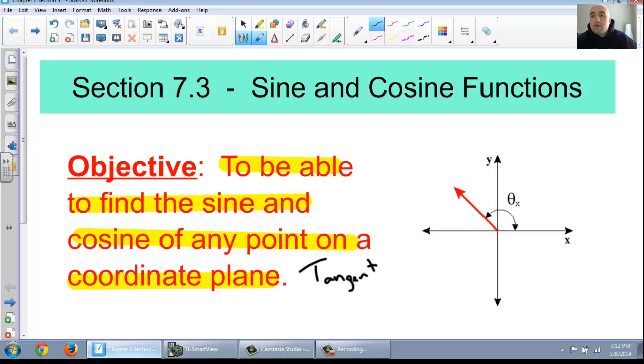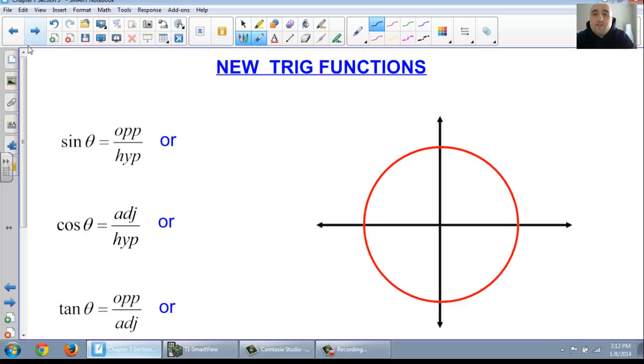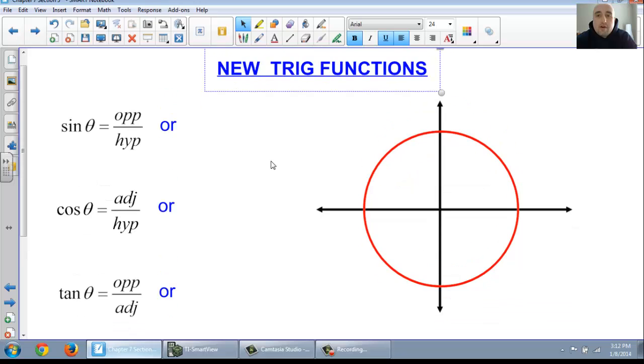One thing we always have to remember is SOHCAHTOA. Please remember SOHCAHTOA. All right, getting right into it, we're going to talk about these trig functions in a kind of new way now. Here are our three normal ones. Sine is opposite over hypotenuse, cosine is adjacent over hypotenuse, and tangent is opposite over adjacent. Those should look familiar.